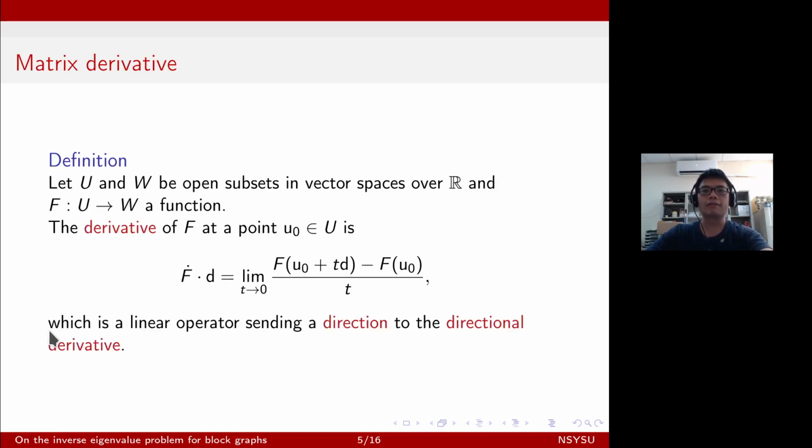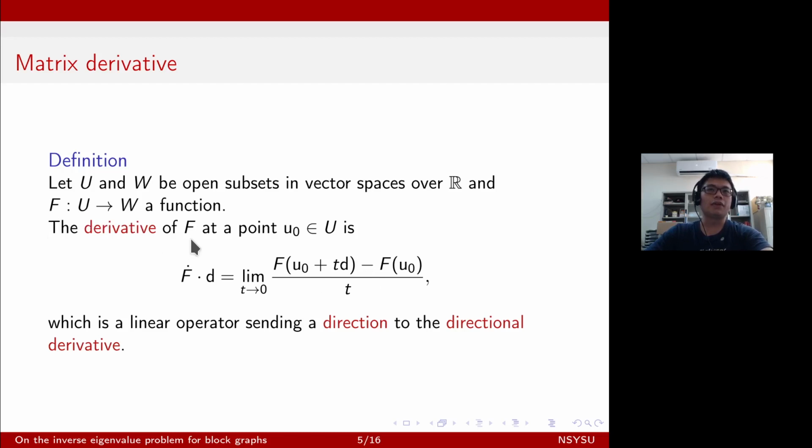So let's look at the matrix derivative. It actually works for any vector space. It's just the normal definition of the derivative, but I want to provide the point of view for the purpose of this talk. Let U and W be two open sets in the vector space, so you can do some addition and some subtraction. f is a function sending U to W.